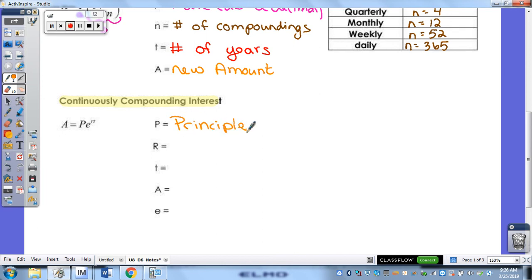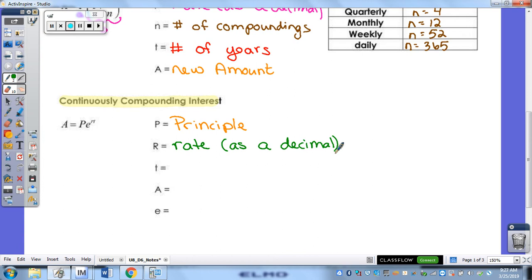your principal is your letter P. That's still what you start with. That's always going to be the same no matter what letter they decide to put there. Anything in front of the one that has an exponent is always your starting amount. R is your rate. Again, you'd want to use the decimal form of it.